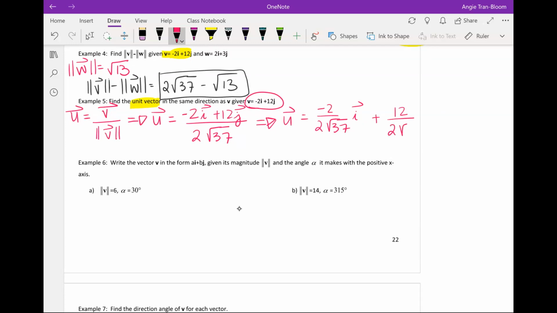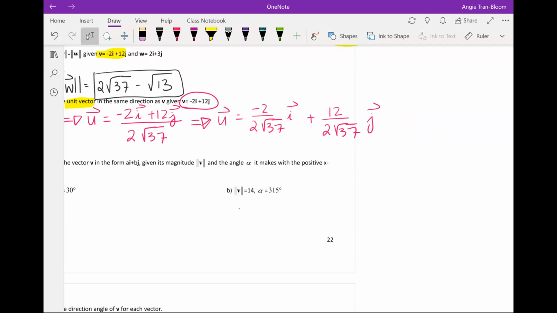2 divided by 2 rad 37 in the j direction. I have to simplify that further. Can I reduce the negative 2 and the positive 2 in the i direction? Can I reduce this 12 and the 2 in the j direction? Yep. So u equals negative 1 divided by rad 37 i plus 6 divided by rad 37 j. And no, you can't have a radical on the bottom. So final answer.